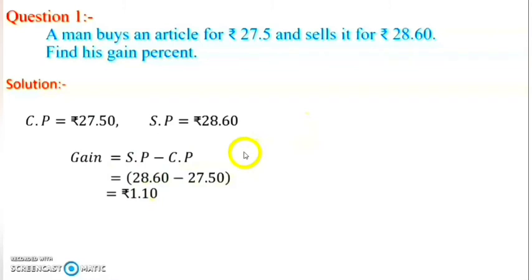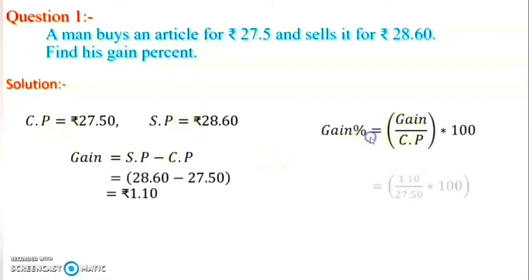Now what is the formula for gain percent? The formula is nothing but gain upon CP into 100. So this comes out to be 1.10 upon 27.5 into 100, which is same as 4%. So the gain percent here is 4%.